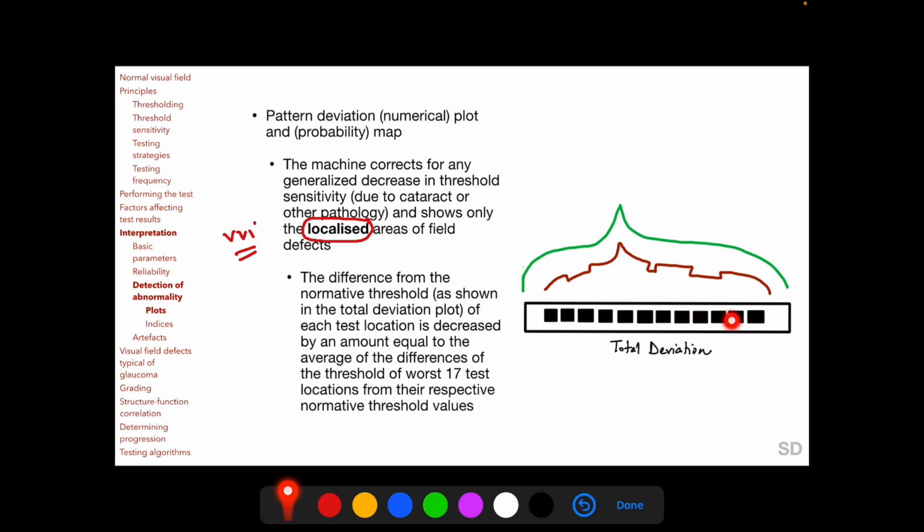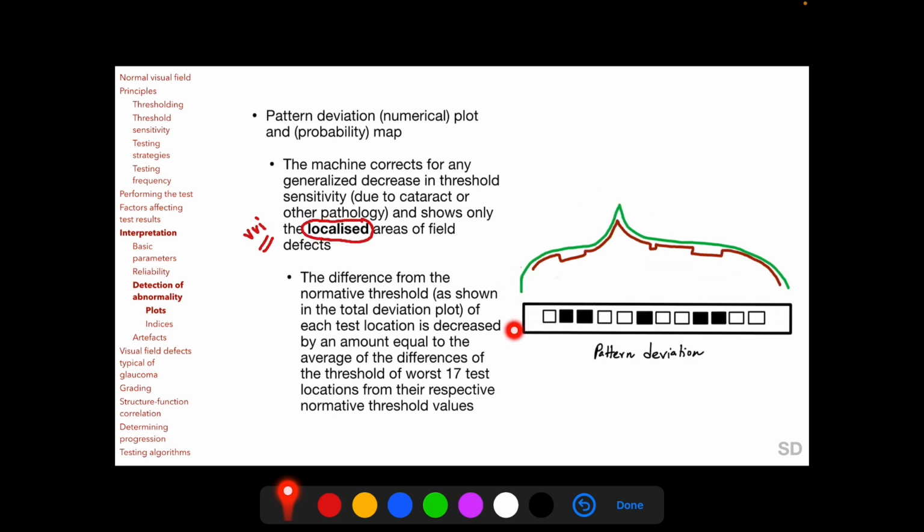What the machine does to generate the pattern deviation is to adjust the patient's hill of vision to correct for its generalized depression, so that the threshold sensitivities of the patient's hill of vision is brought nearer to the threshold sensitivities of age-adjusted normal population. As a result, only the areas of localized defects show a significant difference from the age-adjusted normal values.